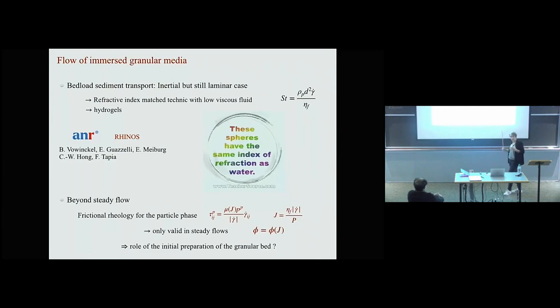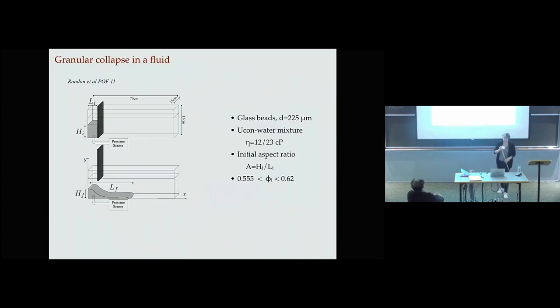But when we are preparing a granular column, we can choose what we want for the initial packing fraction. So we wonder what is the role of the initial packing fraction of the granular bed. So then we developed a new experiment, which is a granular collapse in a fluid. So we have a cube, which is 70 centimeters and 50 centimeters in size.